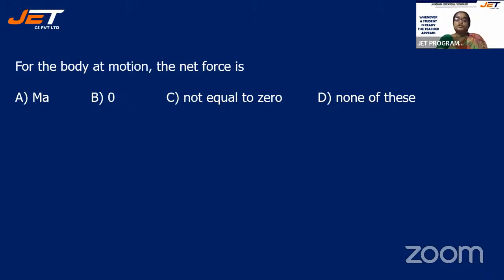For the body in motion, the net force is. Body motion లో ఉన్నప్పుడు కదులుతున్నప్పుడు అప్పుడు the net force, total force ఏమవుతుంది? MA 0, not equal to 0, none of these. Let us see the option. It is not equal to 0.